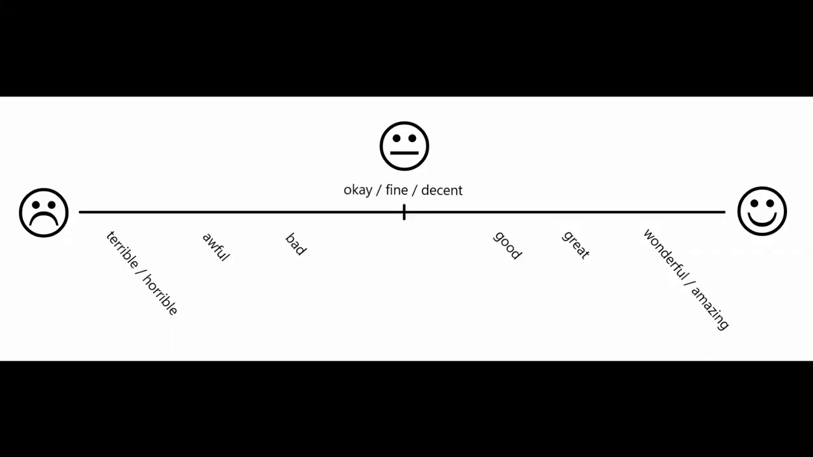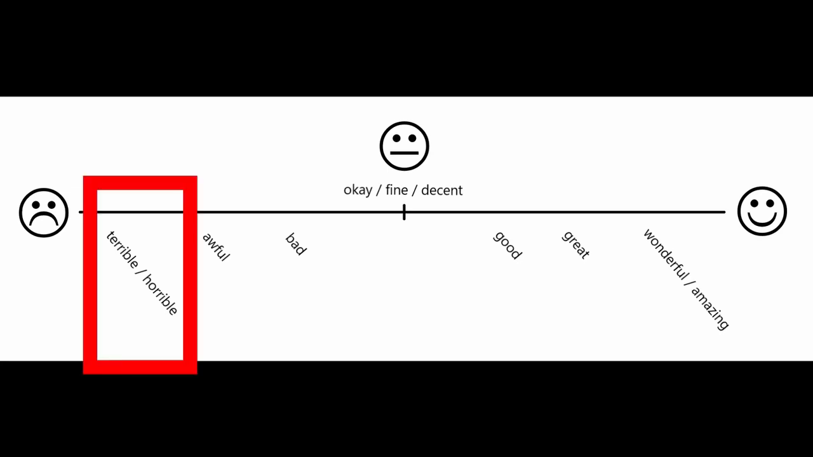On the left, we see adjectives used to describe things that are bad or that we dislike. Let's begin with the adjectives terrible and horrible. These words are used to talk about things that are really, really bad. Let's see the words in a sentence. That was a terrible movie. I had a horrible flight.